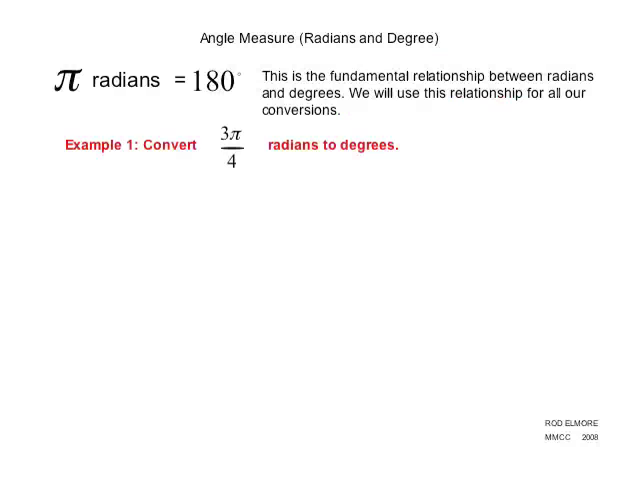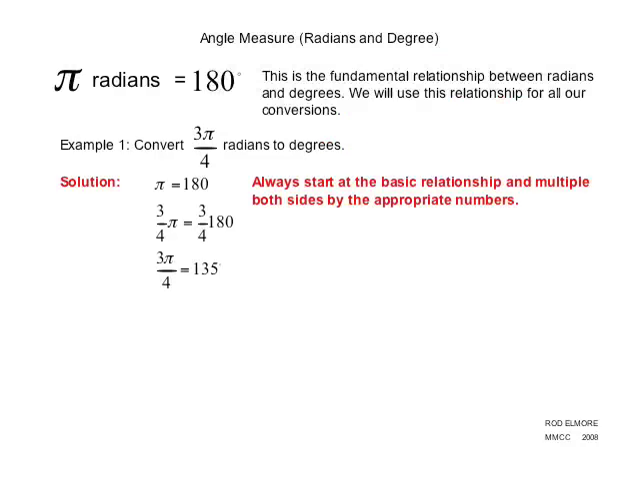Example 1. Convert 3 pi over 4 radians to degrees. Okay, we're going to start with our basic relationship again. Pi equals 180 degrees. Now we left off the word radians and we left off degrees because it's pretty well understood what we mean here.